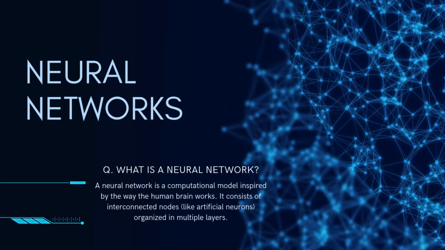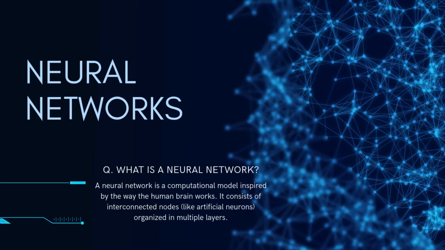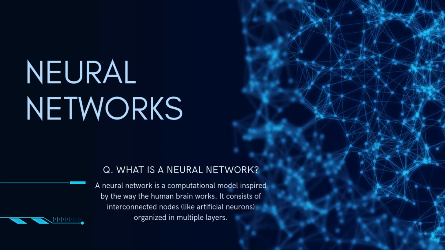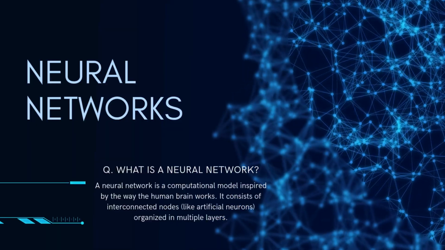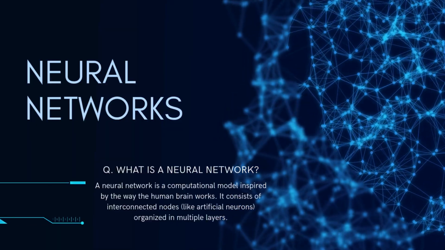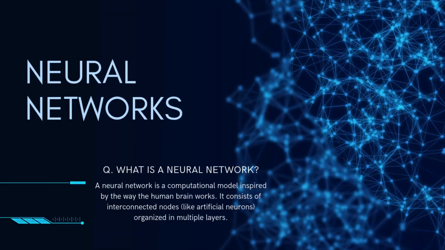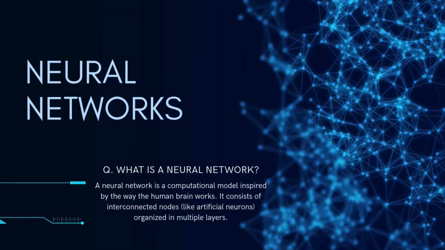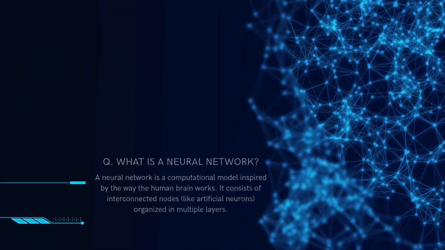What is a neural network? A neural network is nothing but a computational model inspired by the way the human brain works. It consists of layers of simple computing units called neurons. By combining many such neurons in multiple layers, a neural network can learn complex patterns from data.